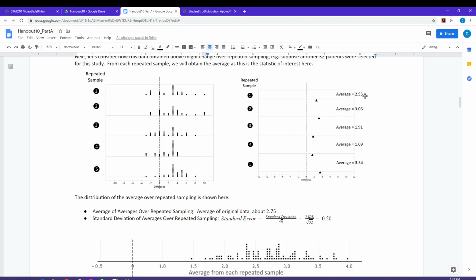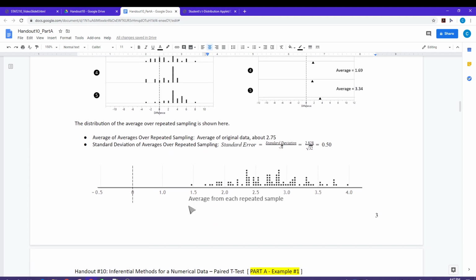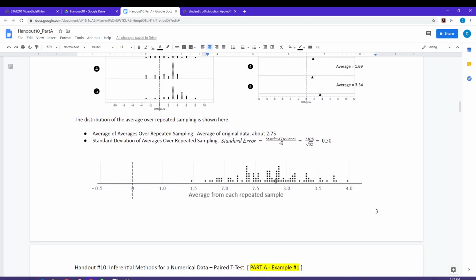So the averages that I got, my original was 2.75, but over my repeated samples, I should get values close to 2.75. 2.53, 3.06, 1.91, 1.69, 3.34. I could do this many times and obtain many different averages. If I make a plot of those, so a plot of all of those repeated averages, this is what that distribution is going to look like. The average of this distribution is going to be the average of the original data. So these should be centered around 2.75.